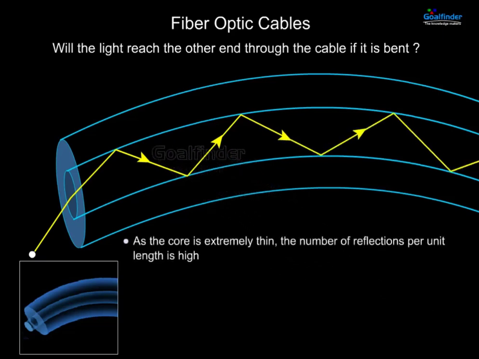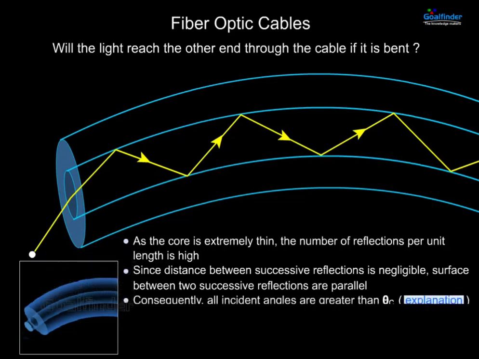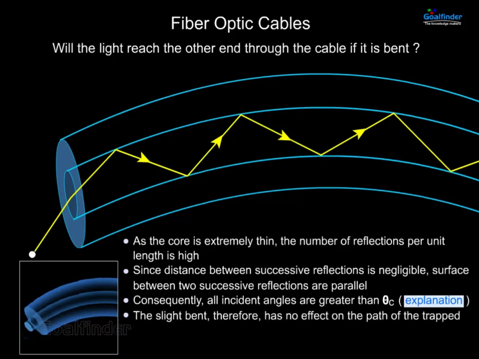As the core is extremely thin, the number of reflections per unit length is high. Since the distance between successive reflections is negligible, the surfaces between two successive reflections are parallel. Consequently, all incident angles are greater than theta c. The slight bend, therefore, has no effect on the path of the trapped light.